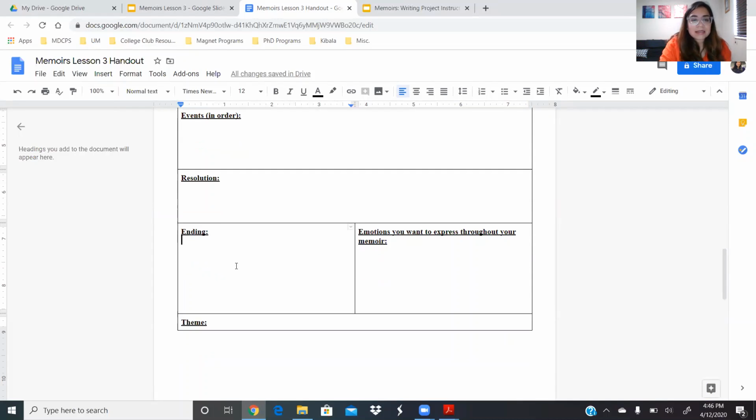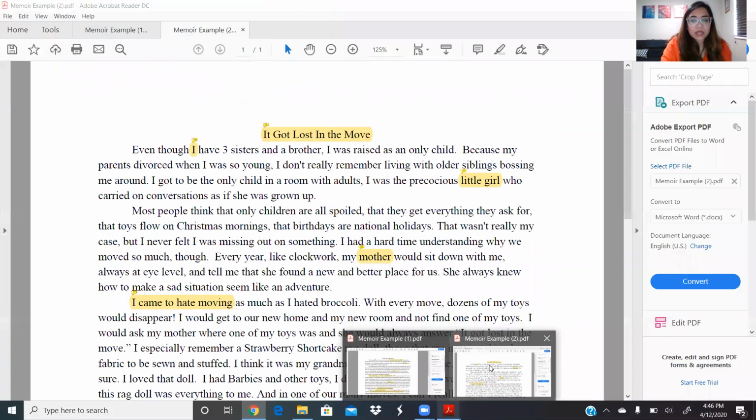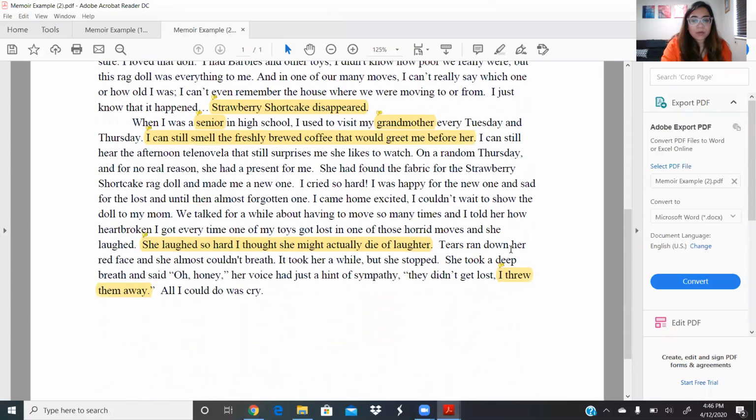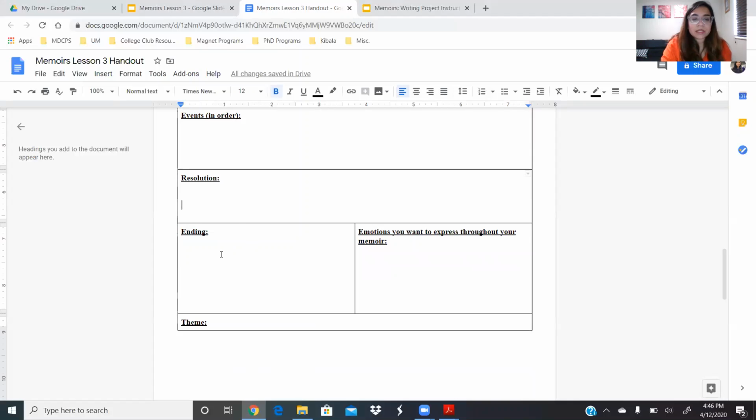Sometimes our ending is the same as our resolution, just like in this example, right? She ends her memoir with her resolution. Her mom tells her that she threw away her toys, her lost toys. So sometimes the ending and the resolution are the same.